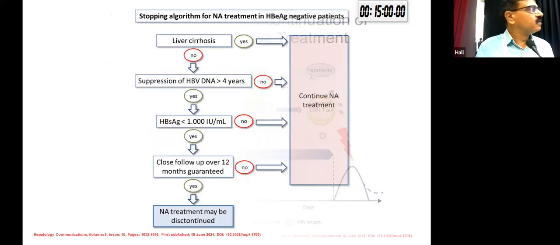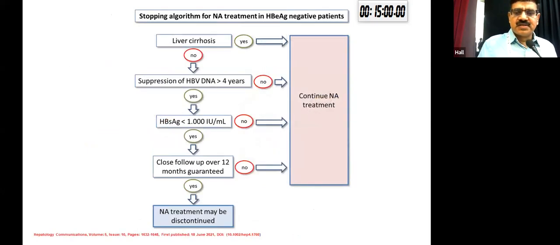So what is the bottom line? If he has liver cirrhosis, don't stop. If his DNA suppression is not achievable, not possible, don't stop. HBsAg less than 1,000, you can try stopping them if the person agrees to a close follow-up over the period of the next 1 to 2 years.